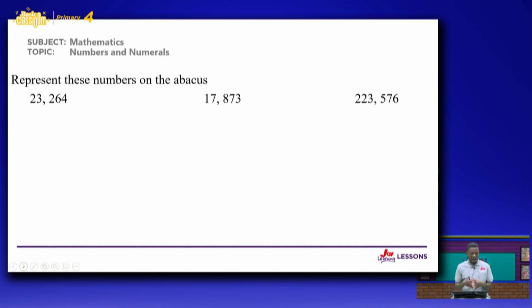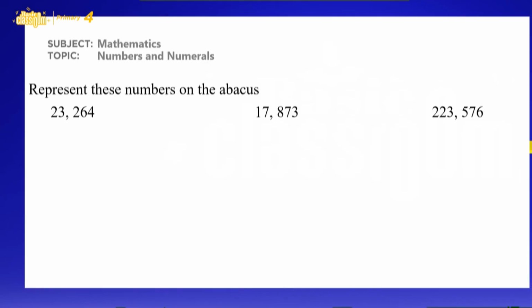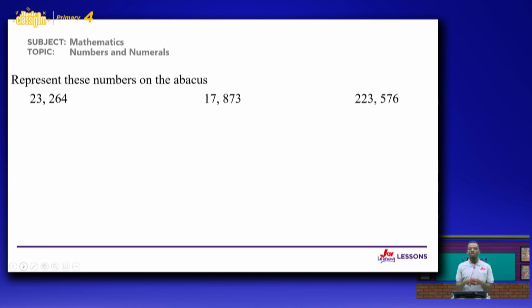23,264. Try and represent this using the abacus. Now the second number is 17,873. And then our last number that we are going to practice using the abacus to represent it is 223,576. Let us try and see how we are going to represent these numbers using the abacus.